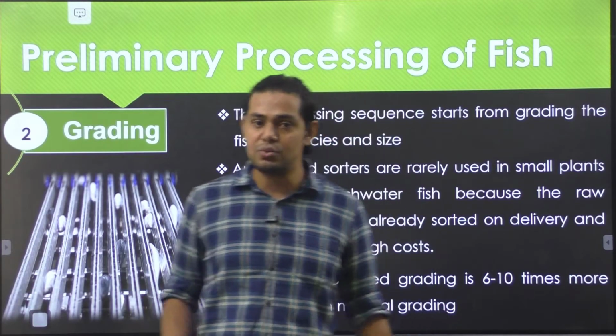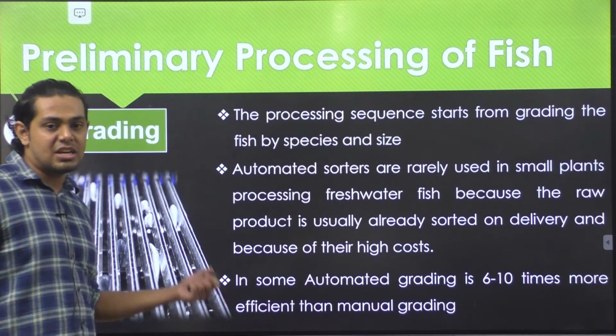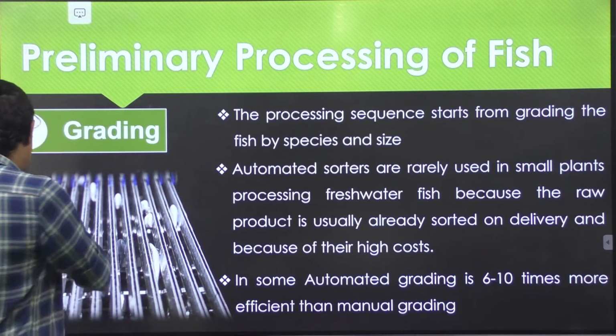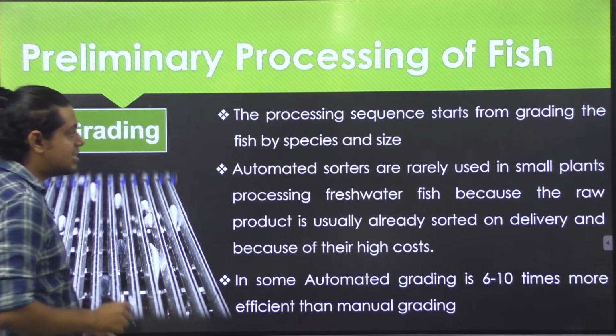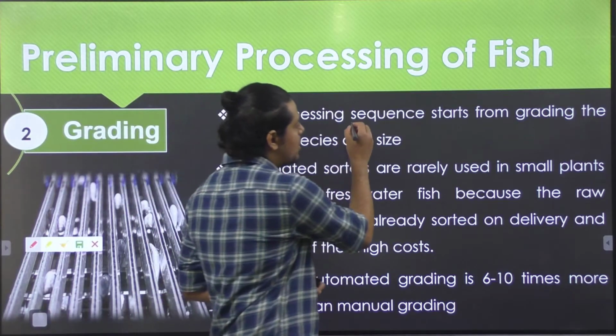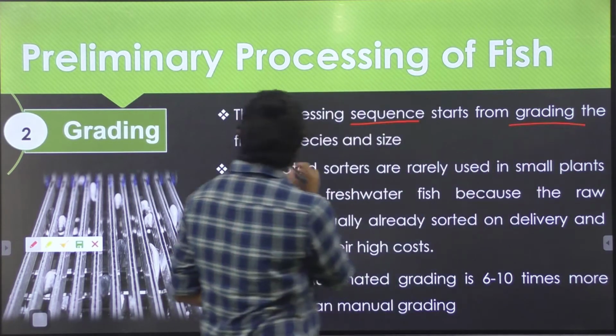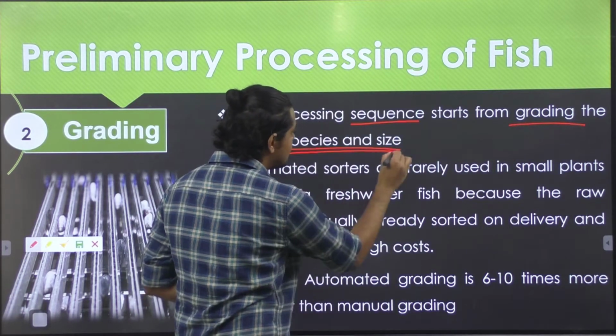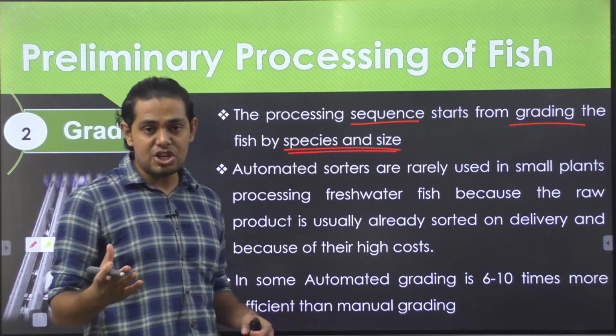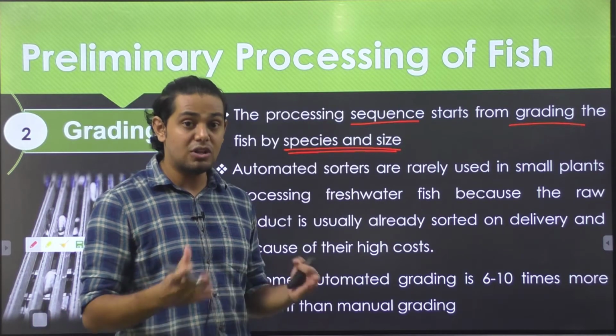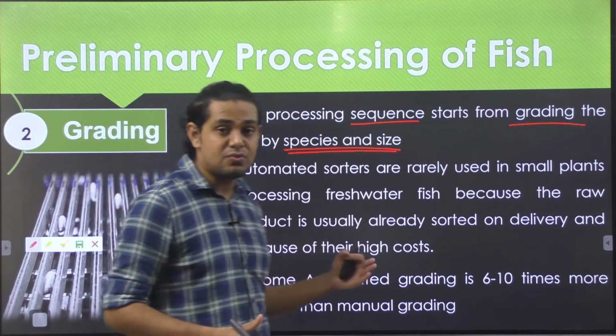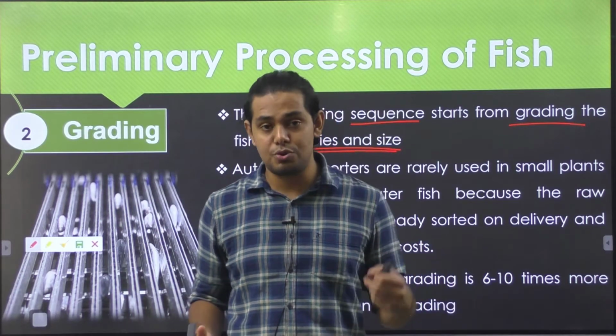The next important unit operation soon after the stunning is the grading. Grading, as the name suggests, is the process of sorting by species as well as by size, by the type of species of the fish and depending on their size. Grading of the fish is widely performed in a fish processing plant.